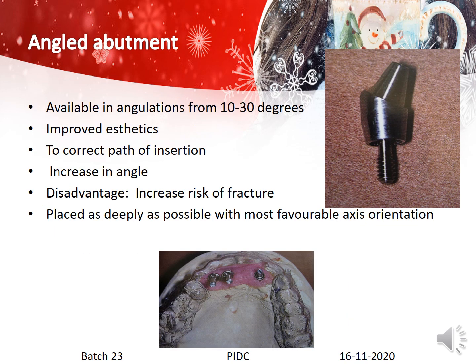Next, coming on to the angled abutment. This is available in angulation of 10 to 30 degrees. It improves the aesthetics. Supposing you have gone a little off in your implant placement, this can help in correcting the path of insertion. With increase in angle, the main disadvantage is that there is more risk of fracture here, and it should be placed as deep as possible with a favorable axis of rotation.